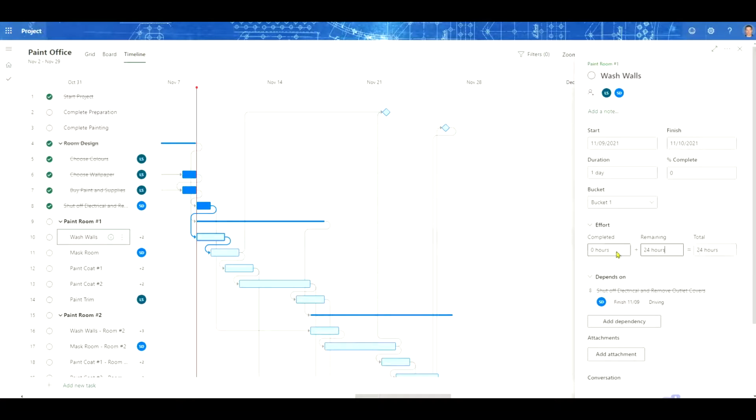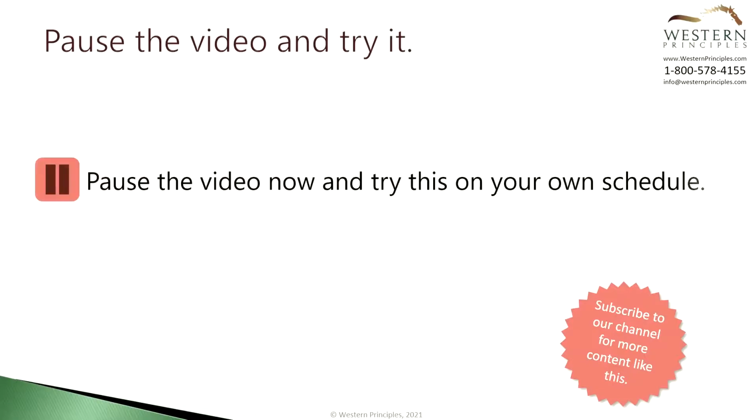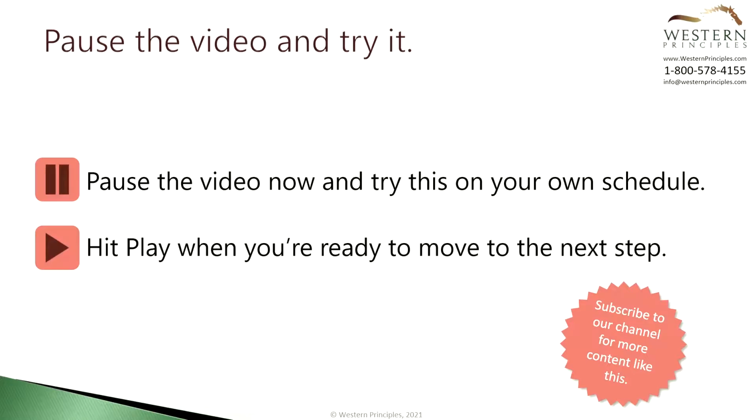period. If I update the completed to 2 hours, we've got completed 2 hours, remaining 22, and the total remains at 24. You can pause the video here and try that in Project for the Web. Click play again when you're ready to move on to the next step.